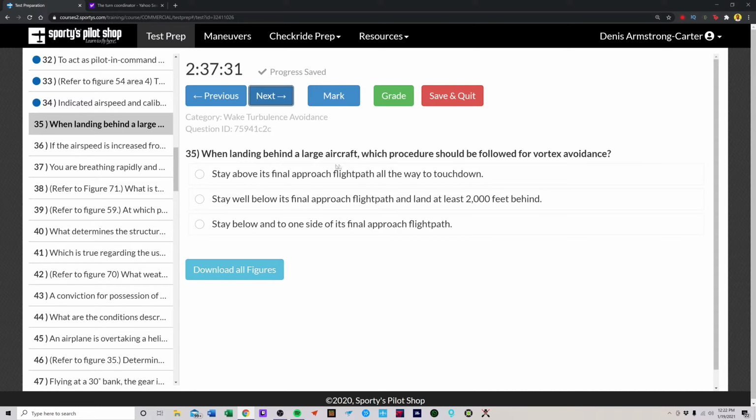When landing behind a large aircraft, which procedures should be followed for vortex avoidance? We just talked about this, but this time you're coming into land. Let's say a 787 comes into land and you're in an A320 coming in behind him. You want to stay above his path because the wake turbulence vortices like to sink into the runway. So stay above his final approach path all the way to touchdown. The only option is to stay above his final approach path all the way to touchdown.